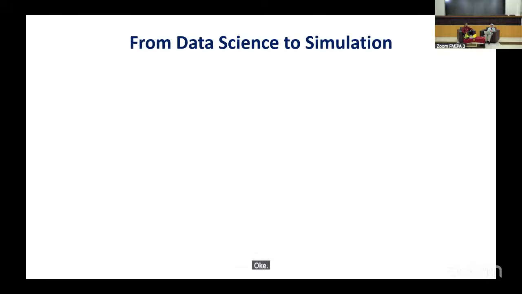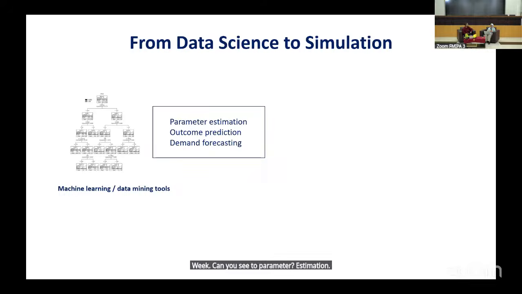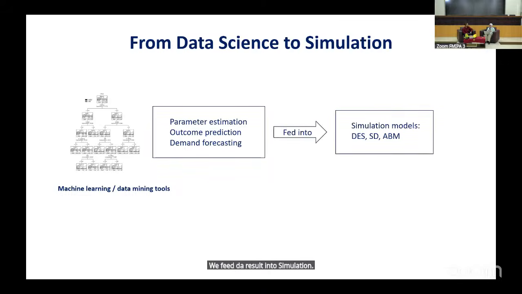Okay, now just to summarize, from data science to simulation. What we could do, just as an example, is maybe use machine learning for parameter estimation, outcome predictions or demand forecasting. And then we don't stop there. What we do is feed that result into a simulation model, either using discrete event, system dynamics, or agent based. That's what is actually really good. So we use the real data to build the simulation model.